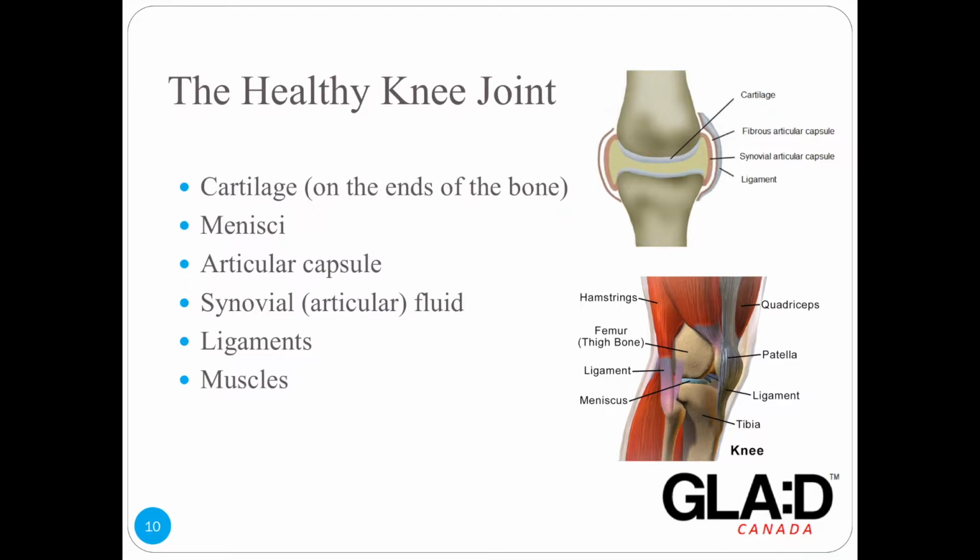And then we have muscles, and of course there are lots of muscles surrounding the knee joint. Particularly, you might have heard of the quadricep muscle, the hamstring muscle, potentially a calf muscle or gastrocnemius. Again, these are all words you don't have to get too hung up on, but those are all the pieces of what makes a healthy knee joint.